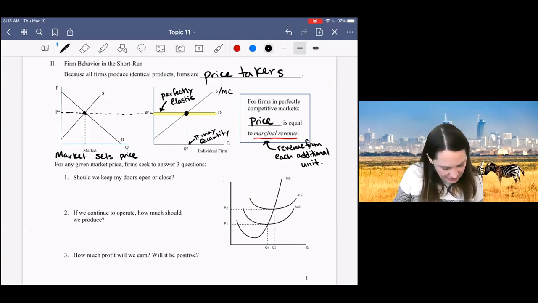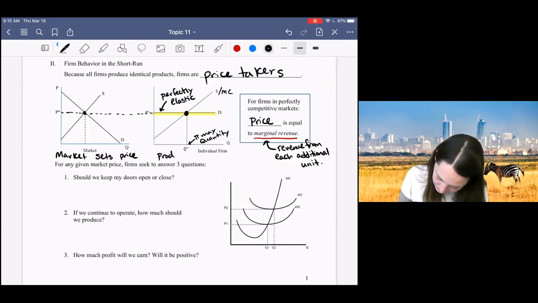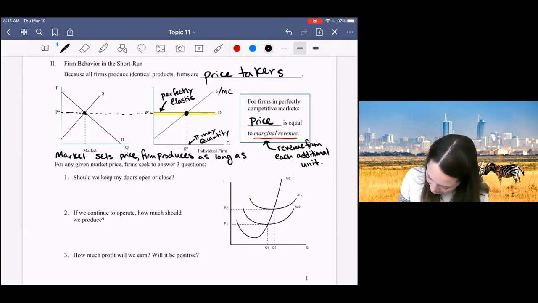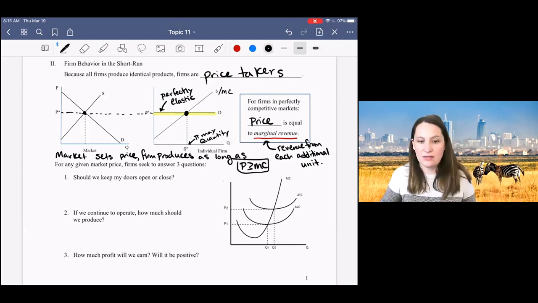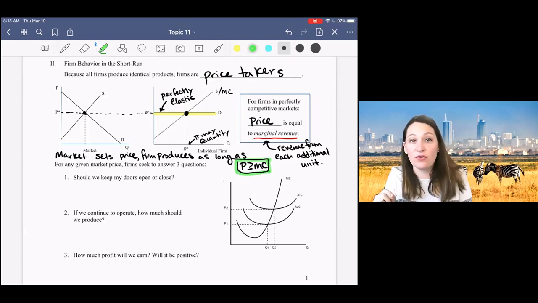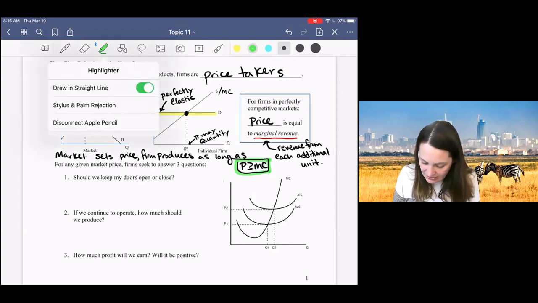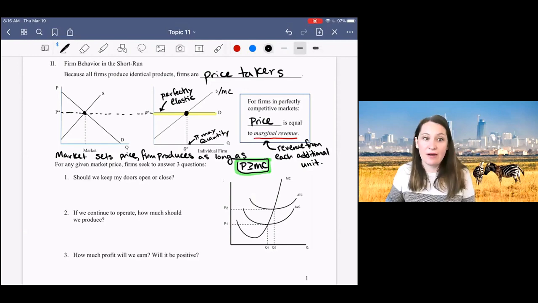Good. So let me see if I've covered everything here. The market sets the price. The firm takes the price as given and produces as long as the price is greater than or equal to marginal cost, right? And that's the same decision rule that we were using last time. Okay, this applies specifically to firms in competitive markets, and we will continue to use that here as we look at our graph problems.